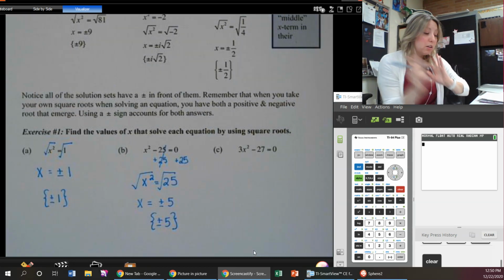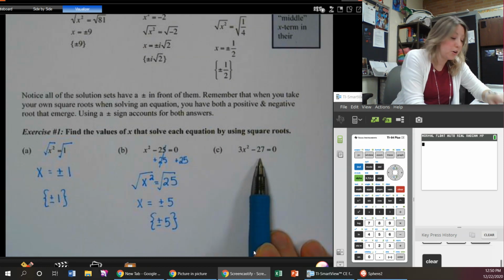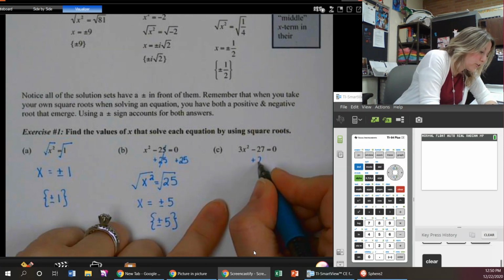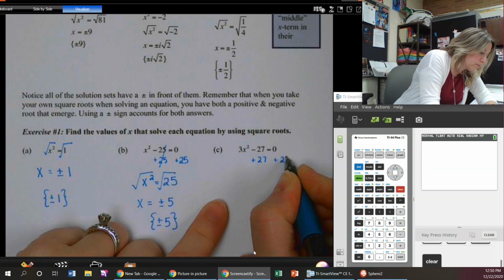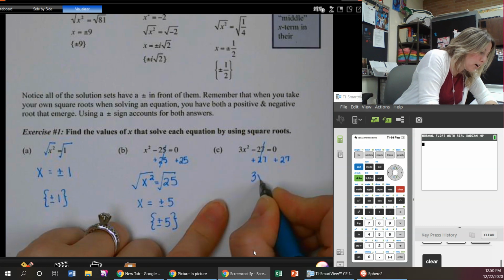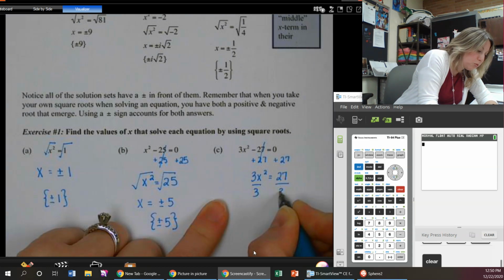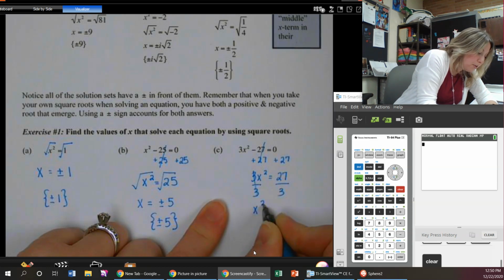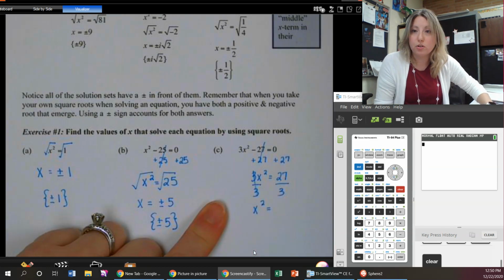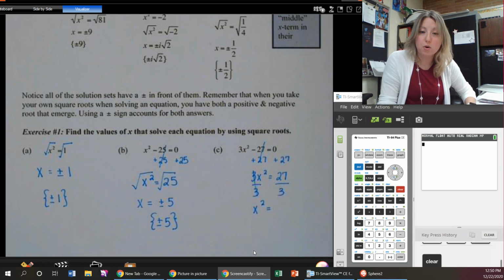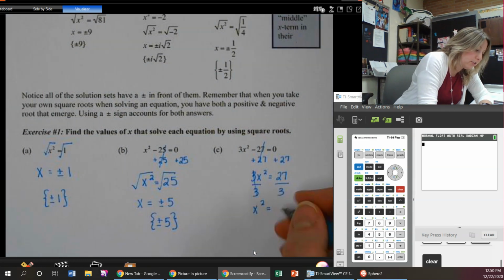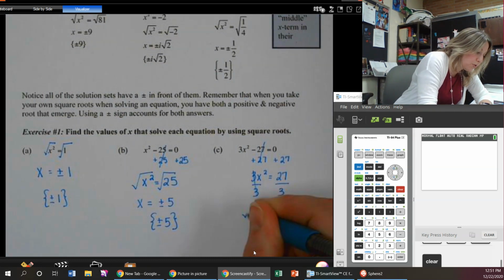So that's what's going to be key right here. Get that x squared alone first. So add 27 to both sides first. 3x squared equals 27. Now divide both sides by 3. Get that x squared alone before you take the square root. Now 27 divided by 3 is 9. Take the square root of both sides.